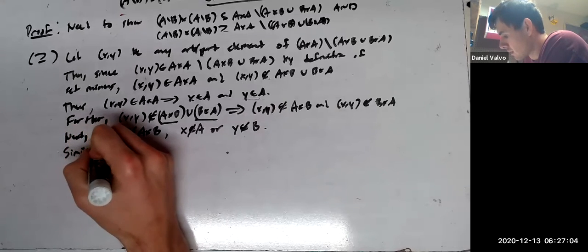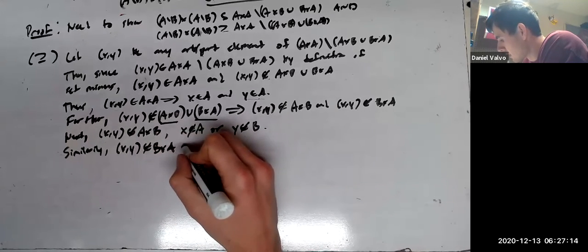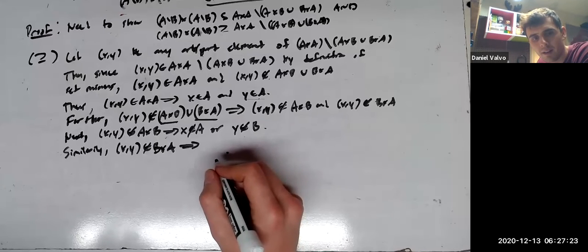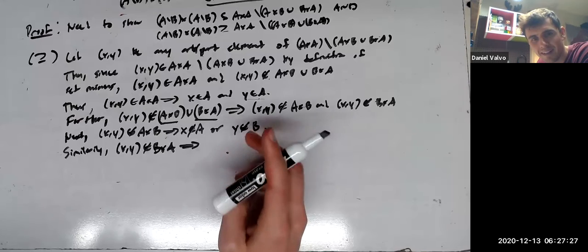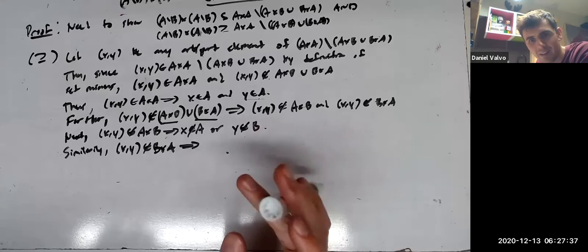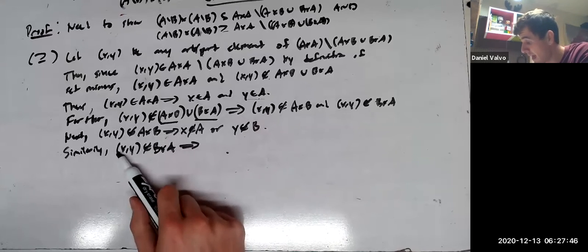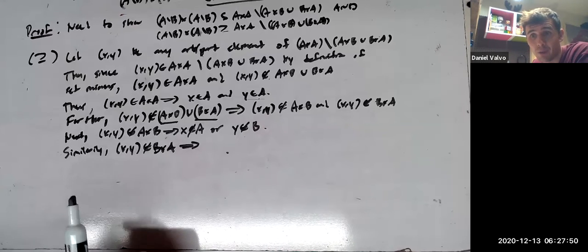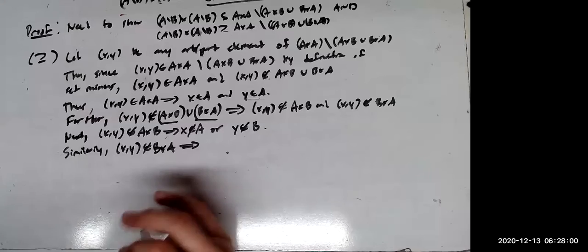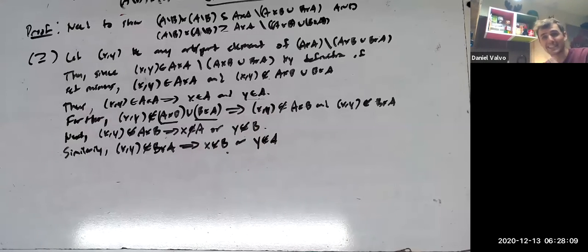Similarly, XY not in B cross A. We said that also has to be true. What does that imply? It's a very similar thing, right? If XY is in B cross A, that means first coordinate in first set and second coordinate in second set. That means X is in B and Y is in A. But if we don't have that, what must happen? X not in B, or Y not in A. Perfect. Yes, exactly, Afra. It's exactly right.